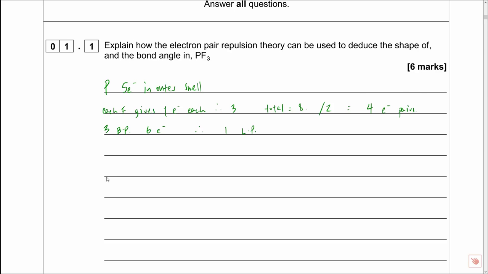The reality here is that all of these electron pairs are going to repel, and they're going to do so as far away as possible. Each of these electron pairs, and you should be very aware of this at this point, the lone pair repels more. So there's more repulsion coming from the lone pair. So we're already at 5 marks here. We've got 2 more marking points, which is clearly the shape and the bond angle.